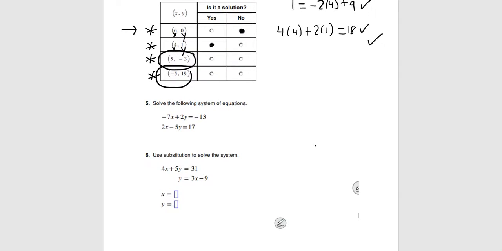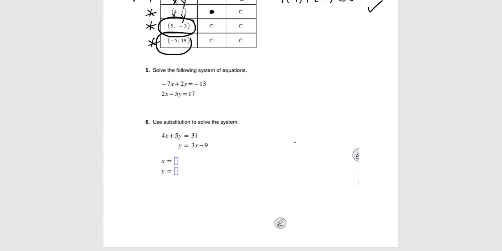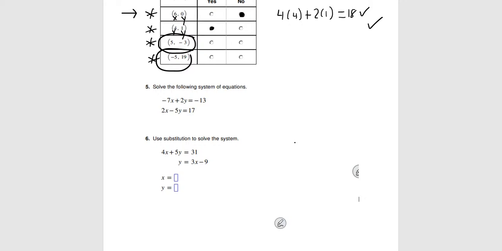Okay, the next type of question, there's 2 more that you'll see on your assignment, and they ask you to solve the system of equations, and they don't give you a method to use. So you get to pick. If I were to see a system of equations like the one on number 5, the method that I would pick would be elimination.